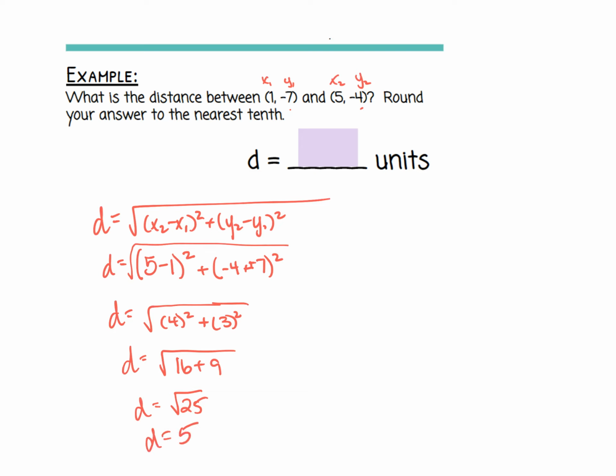So the length of that segment is 5 units long. Now that one was nice and neat. They're not always that nice and neat.